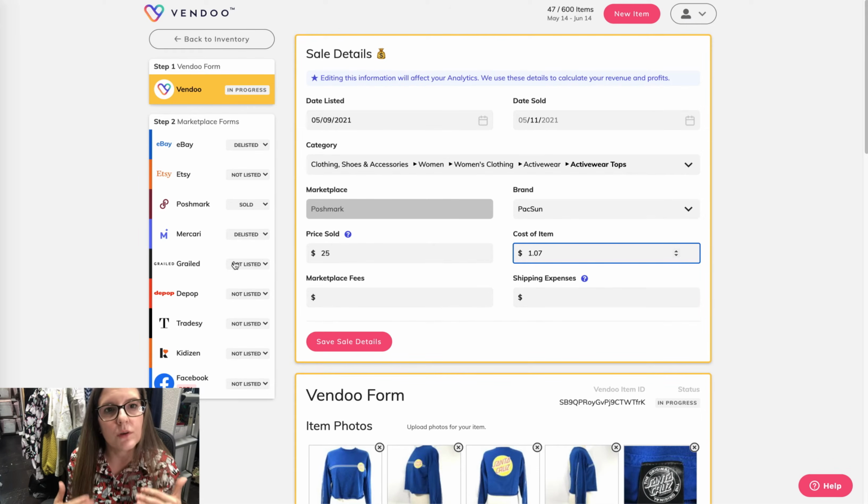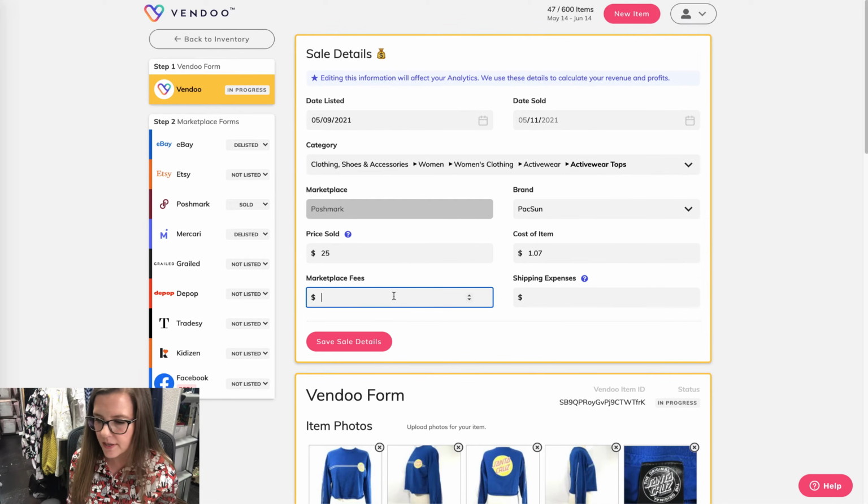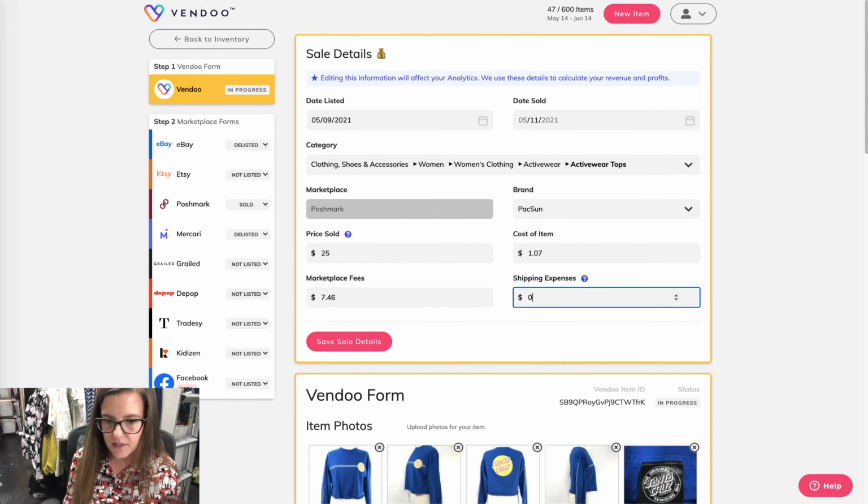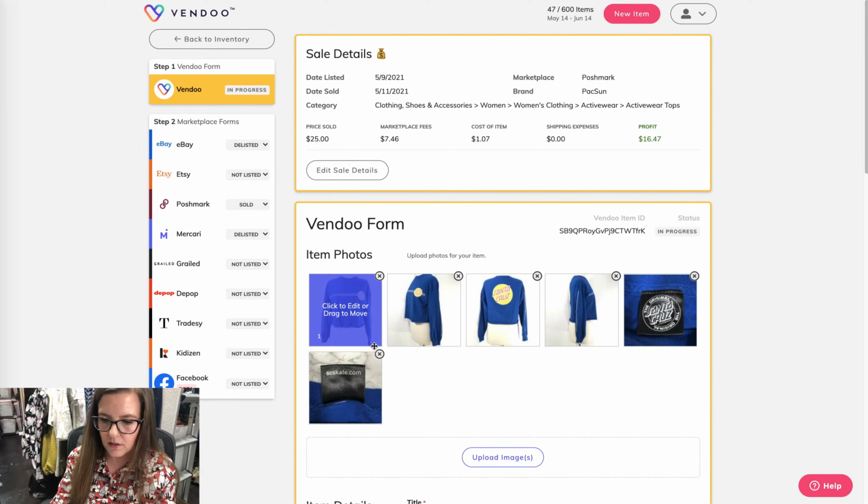There is a place that you can mark your cost of goods in Vendoo if you start in Vendoo or if you start in Poshmark, but we start on eBay, so I have to put in my cost of goods. I do it as they sell. All right, so $1.07, marketplace fees, $7.46 because we offered a shipping discount. Shipping is 0. I just include all the fees in one thing because Poshmark shipping is always 0 in my spreadsheet at the end of the year for taxes. Okay, $16.47 profit on that guy. I'm not mad about it.